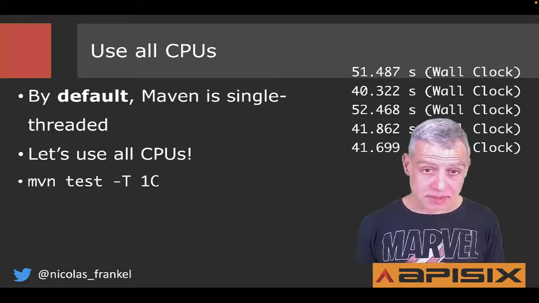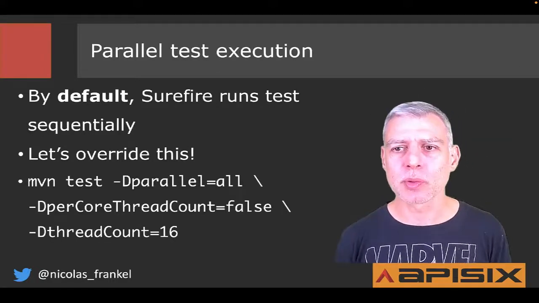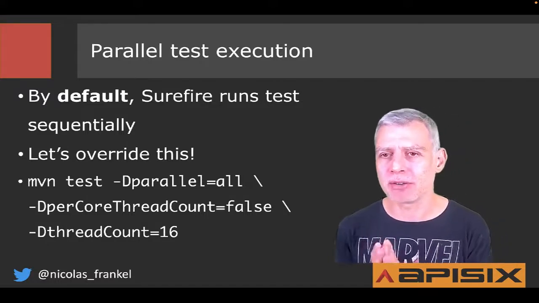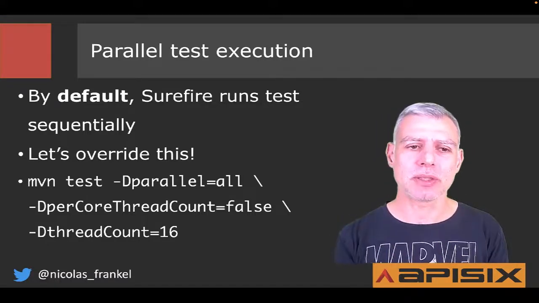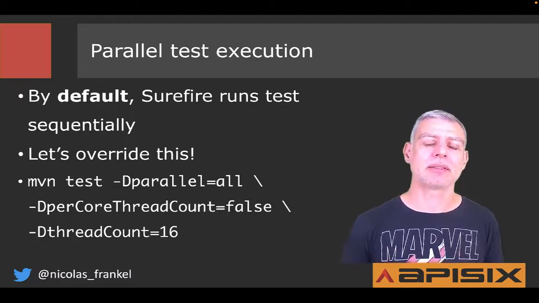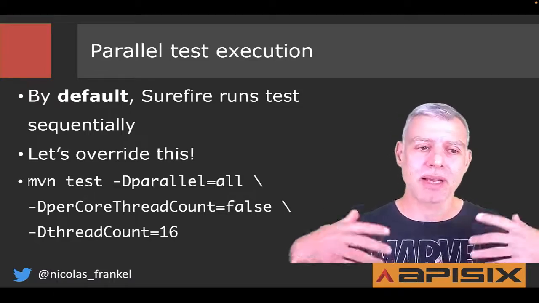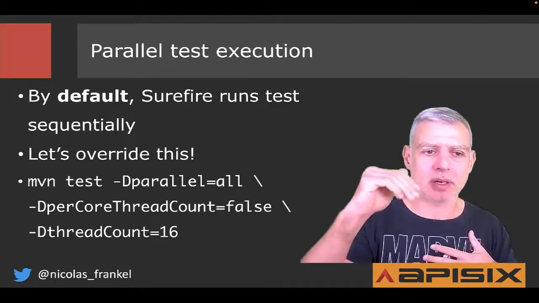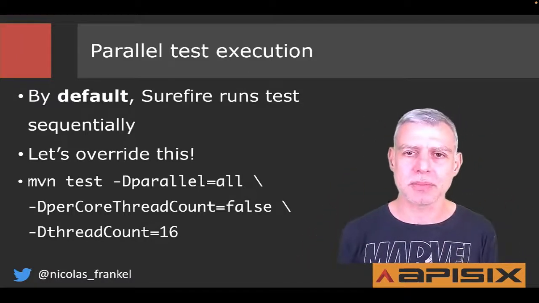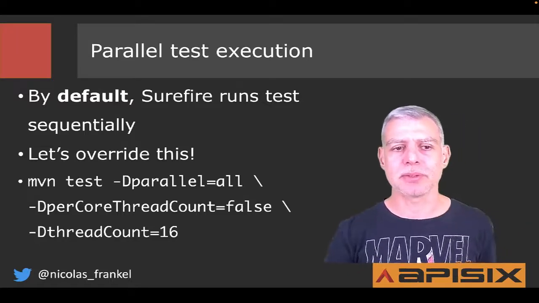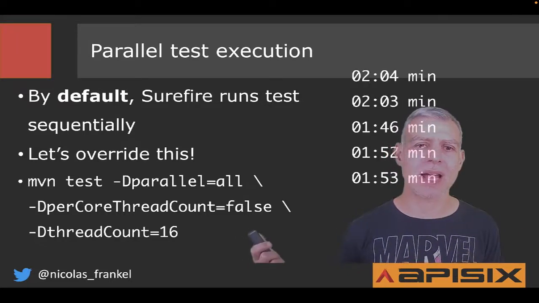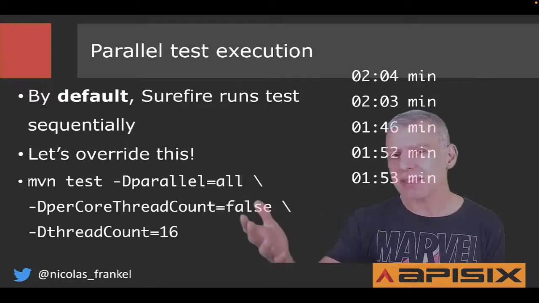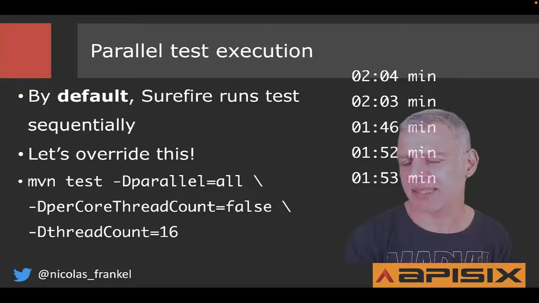So that works for the build itself, but we can also do the test execution in parallel. Again, by default, Surefire runs all the tests sequentially, so we can override it. And you need to say, hey, you can parallelize everything. Here you can again say it's relative to the number of cores, or you can set the absolute number. Here I've decided to set the absolute number, and presto, I've got this result. And this is again very similar to the baseline.